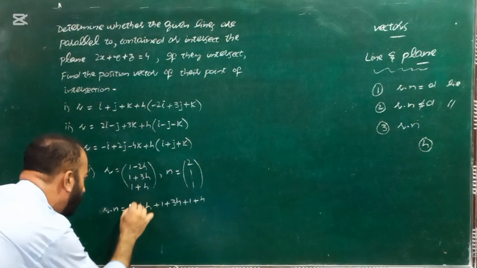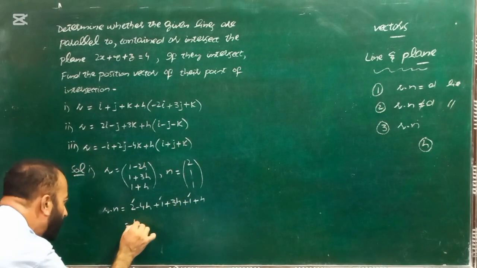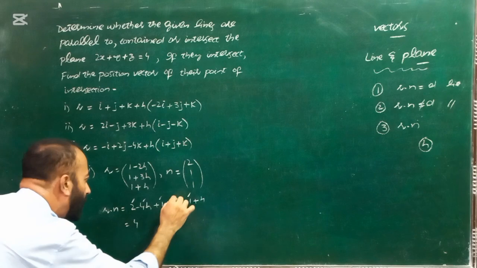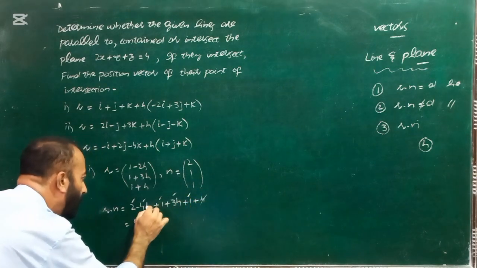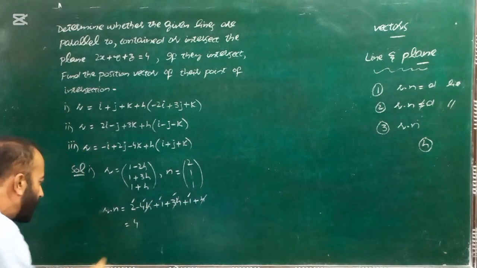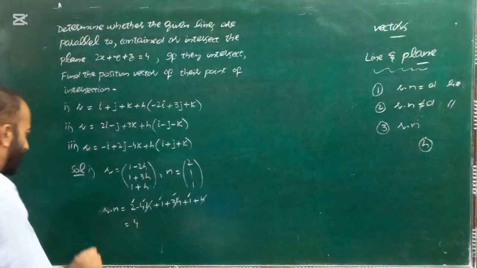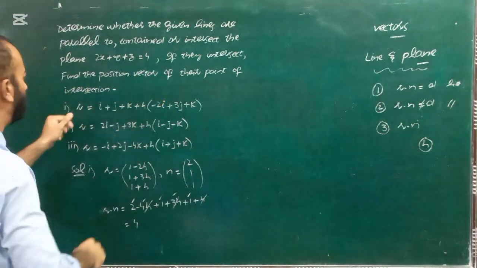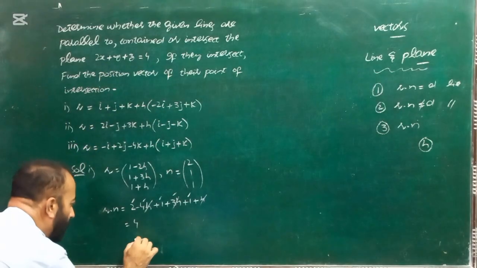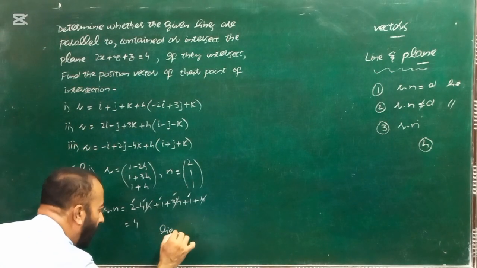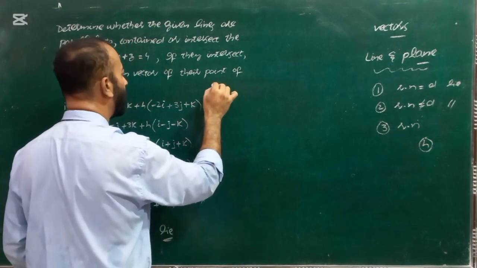So look now, 2 plus 1 is 3, plus 1 is 4. Minus 4 lambda plus 3 lambda will be minus lambda, and it will be cancelled. Okay, so this is r dot n, which is equal to d. So it means this line will lie on the plane. So this is a case of line. Okay, the second case, here is the second part.